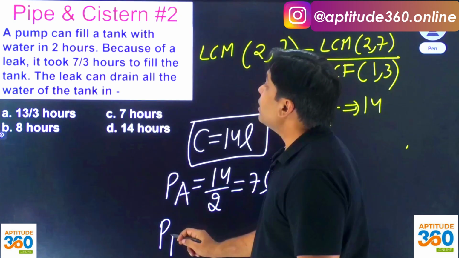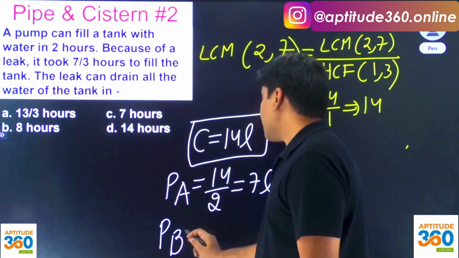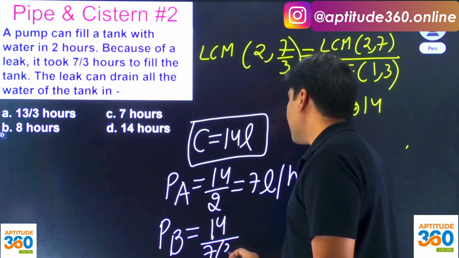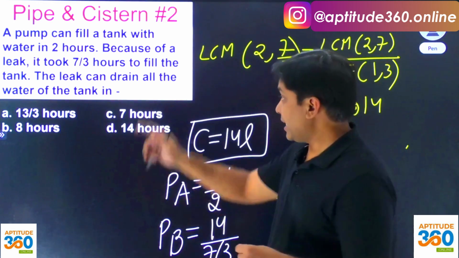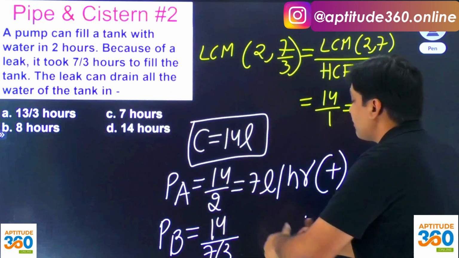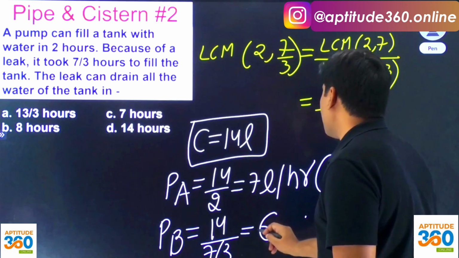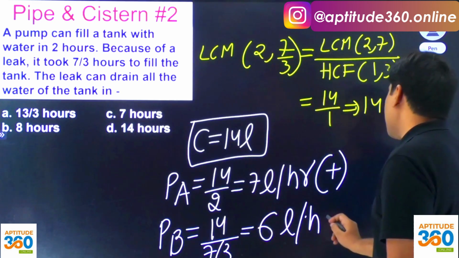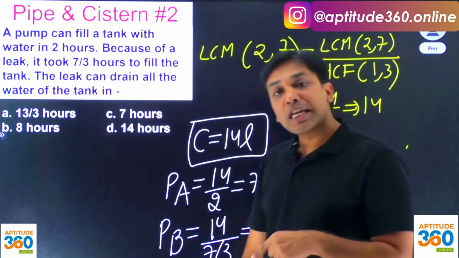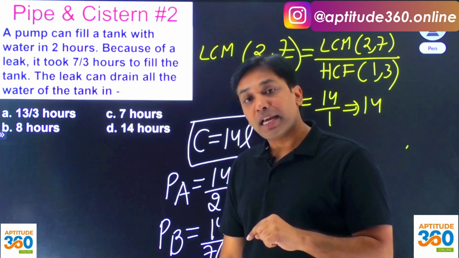What is going to be the second pump? Second pump can empty this entire tank, or rather the leakage, not the pump, but the leak, can take out the water in 7/3 hours. So if you find out, this will be 6 liters per hour, and this is going to be the negative work, right? आपसे क्या पूछा जा रहा है कि दोनों को ऑन कर दो साइमल्टेनियसली.